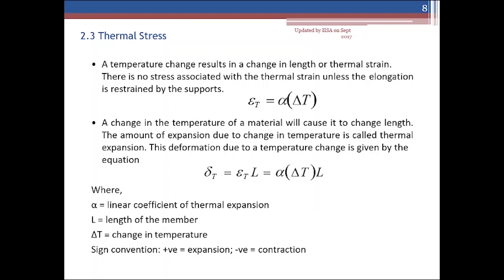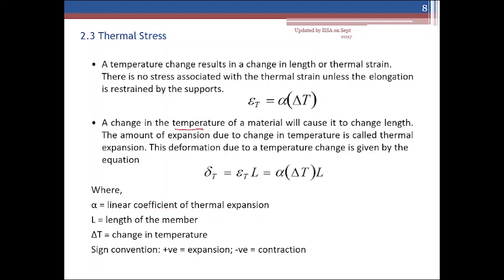A temperature change results in a change in length, or thermal strain. There is no stress associated with the thermal strain unless the elongation is restrained by the support. The equation is given by thermal strain equals alpha times delta T, where alpha is the linear coefficient of thermal expansion and delta T means change in temperature.